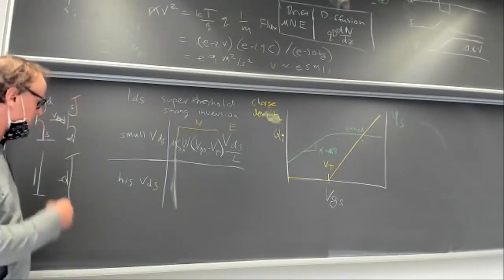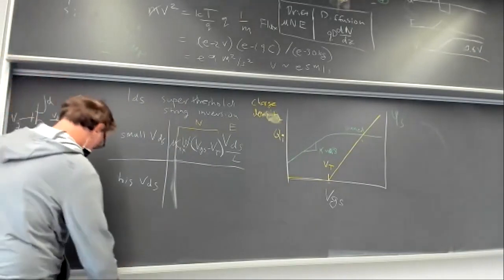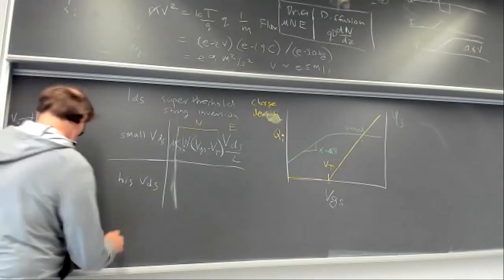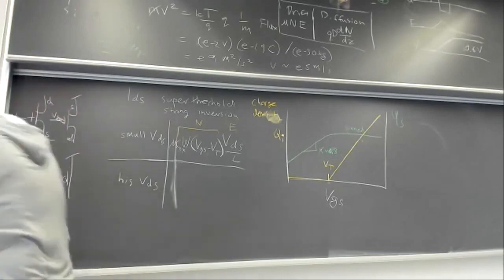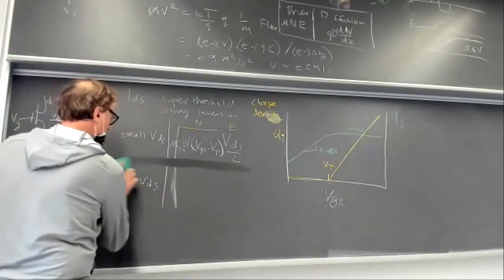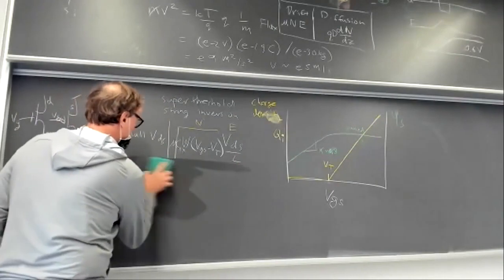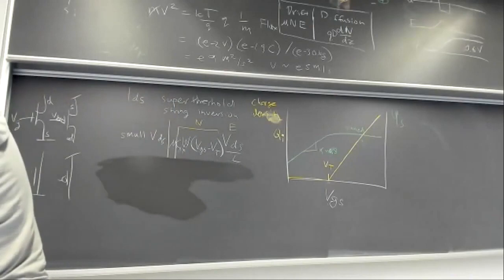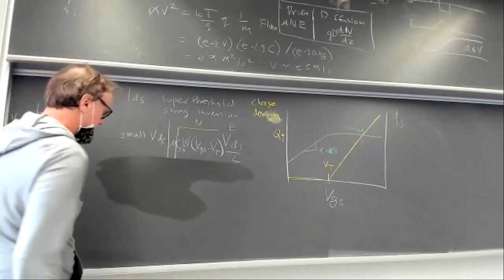Okay, so now what happens when you have a big source drain voltage? I'll just write the equation first. Hampered by the fact there's no good eraser. Try to do this here. The problem is that now it's wet, so I have to wait for it to dry out a little bit.